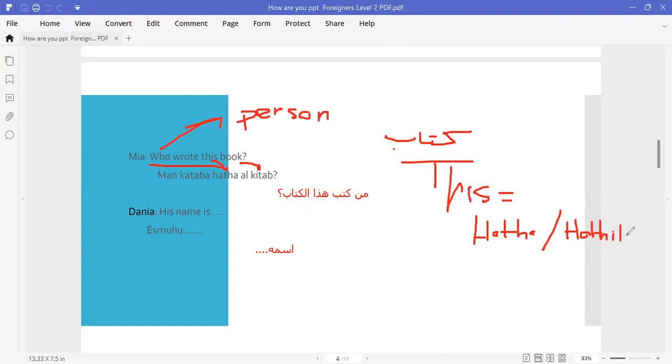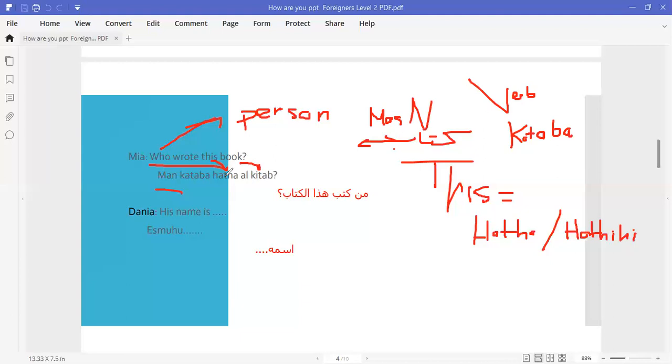She didn't give any information about the book. It's an unspecified book. So when I'm asking about the person, it's man. This is hadha here because what? Because book is what? Masculine. So book is masculine, doesn't contain ta marbuta. So wrote is what? Kataba. So from the book, kitab is the noun. The verb is what? Kataba. Ka, ta, ba. So it's kataba. So man kataba.